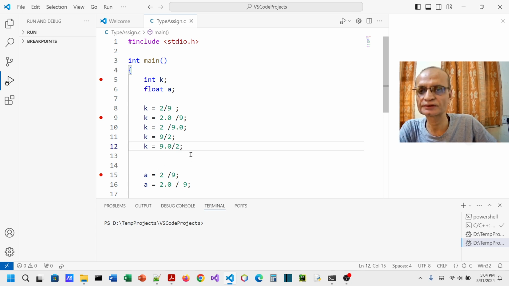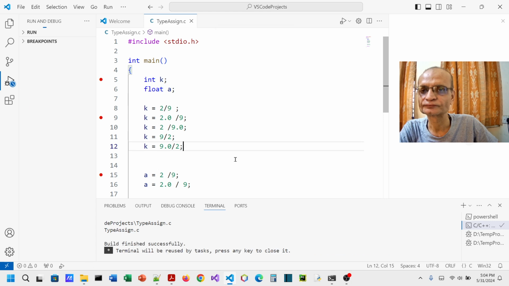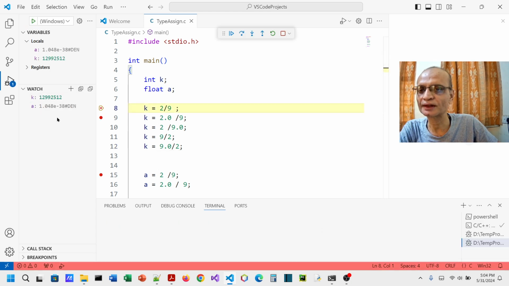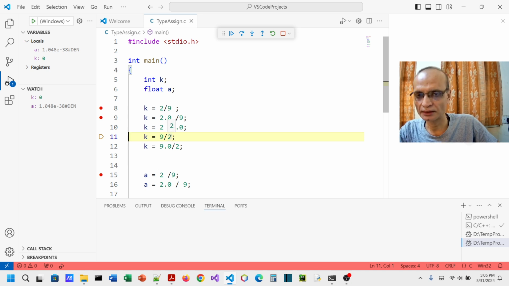So let's see this now. We will see this in action. So let me just do debugging. Concentrate on the watch. So here I'm going to do step into. So k is initially 0, then k is again 0. That is correct. Now I'm going to do 9 by 2. Sorry, 9 by 0, that's not an issue. 9 by 2. Now 9 by 2, this is an integer, an integer 9 divided by integer 2. So you are going to get answer as 4. Okay, so k is 4.